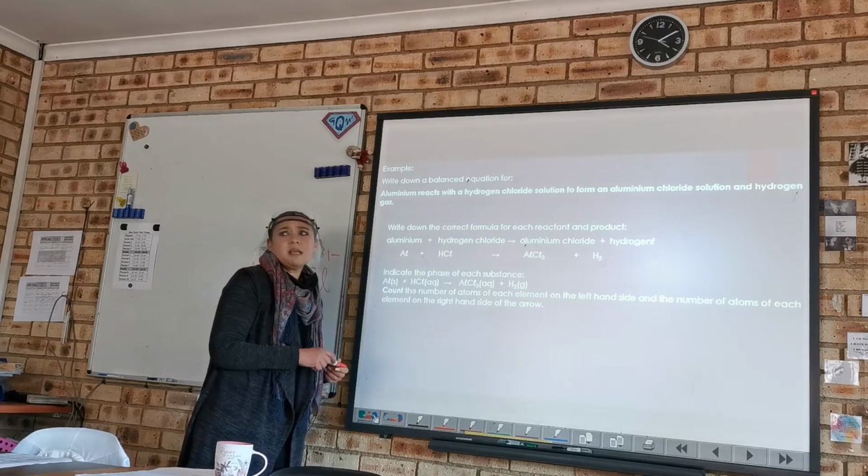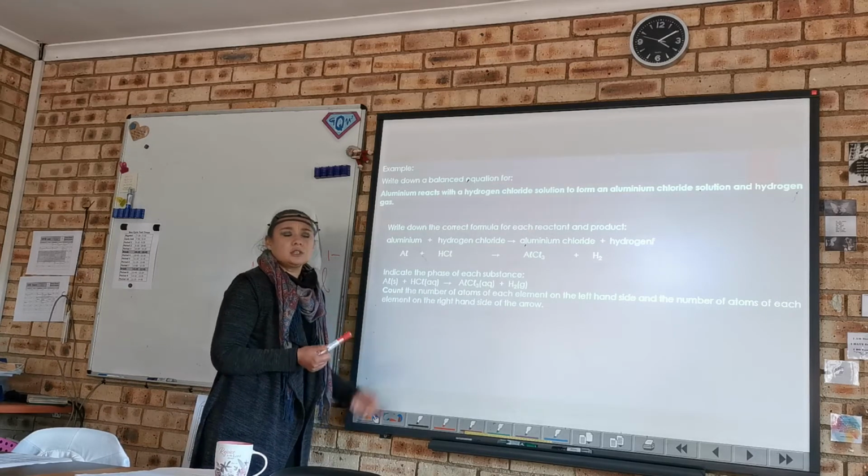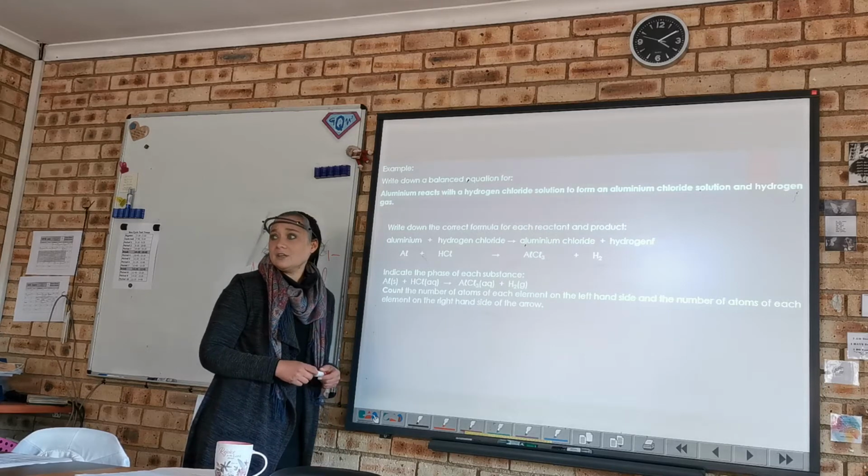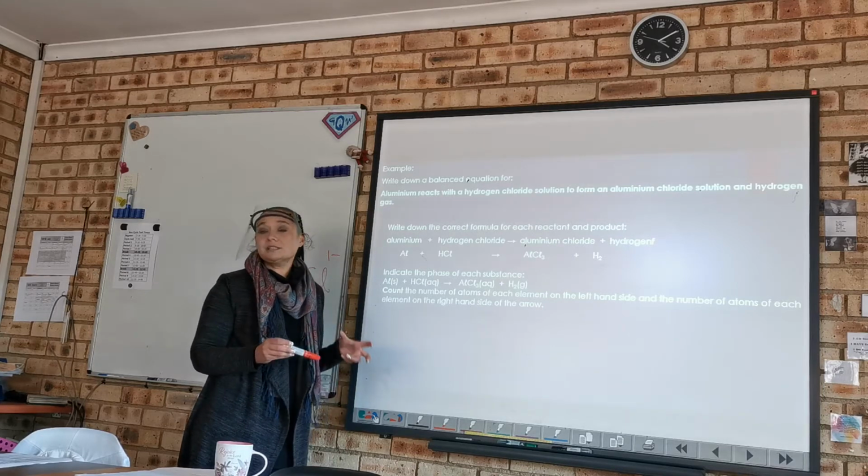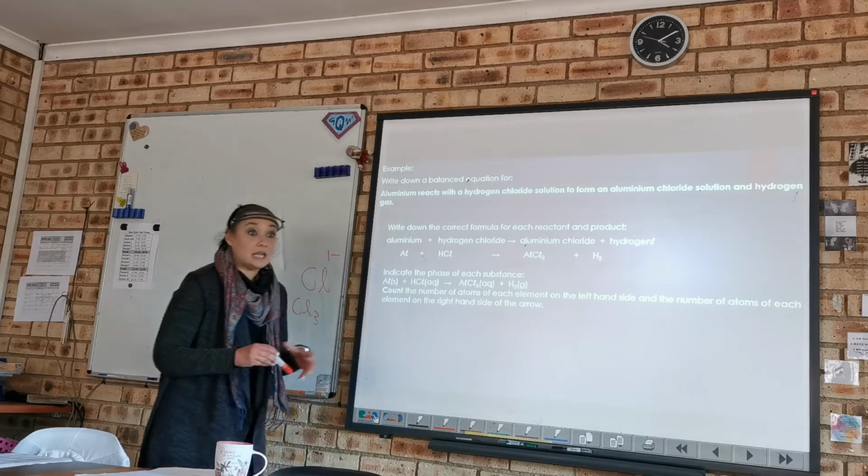This is a different method from what we were usually looking at. So usually we were looking at particle diagrams, and now I just want to focus a little bit on what it looks like to count it out. Okay.